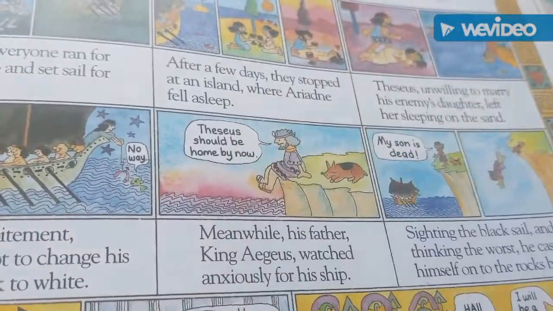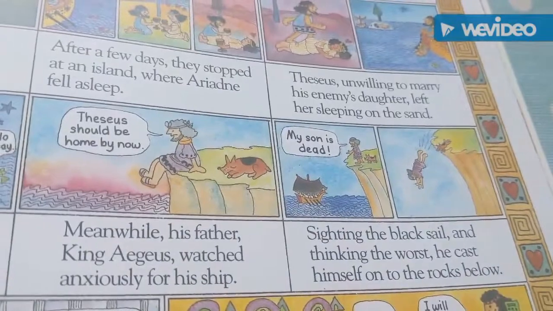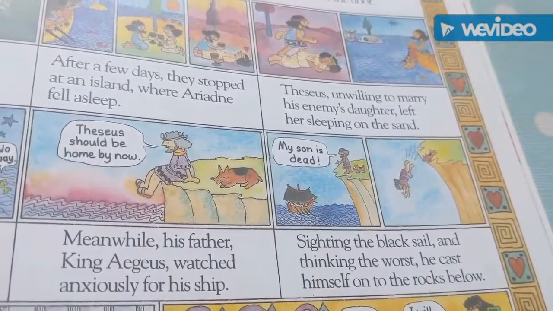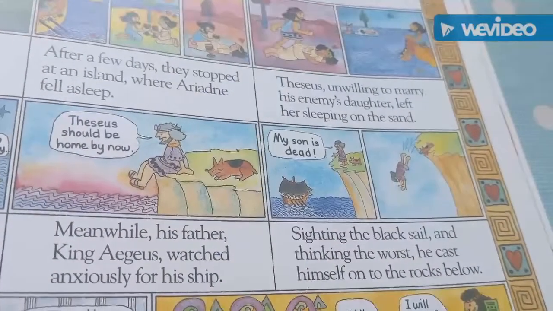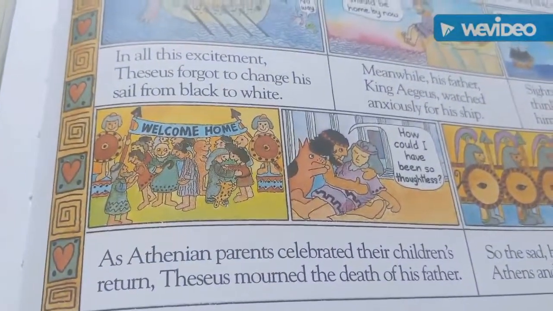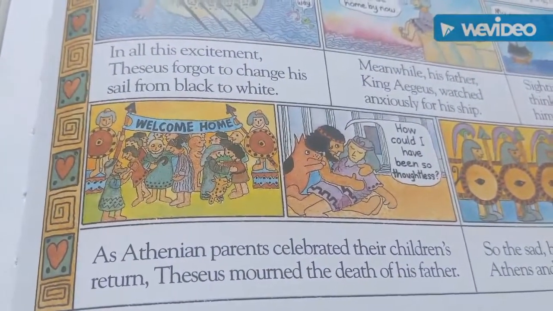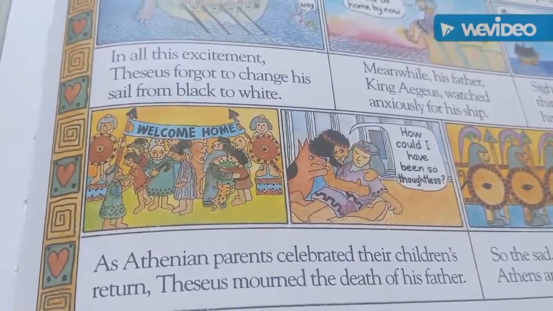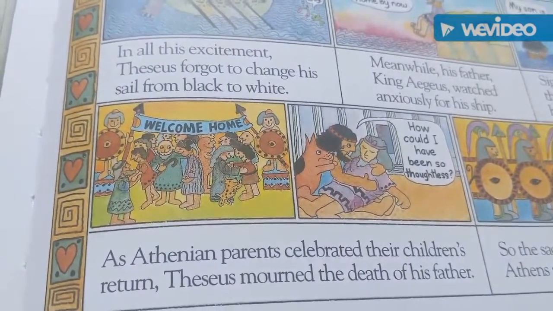He's saying, Theseus should be home by now. Sighting the black sail and thinking the worst, he cast himself onto the rocks below. So a bit of a sad ending. As the Athenian parents celebrated their children's return, Theseus mourned the death of his father.